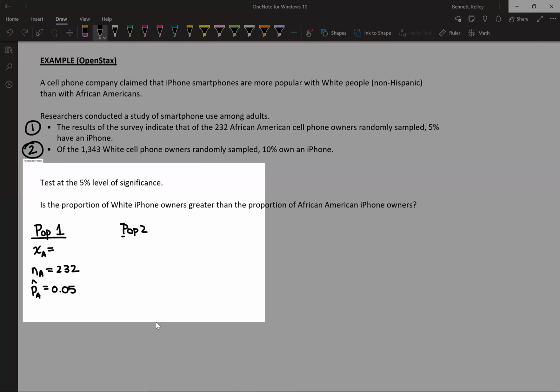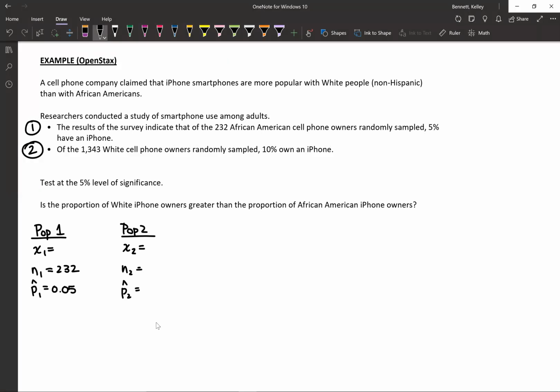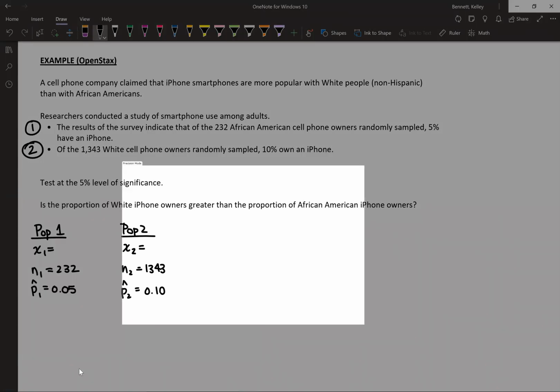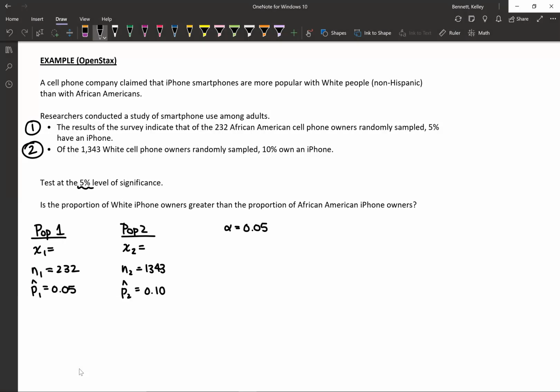And for population 2, it's going to be the same thing. They're not going to give you your number of successes. I just realized these should be ones. And from population 2, it's the same story. They're not going to give me the number of successes. They give me the sample size, which is 1343, and then they give me the sample proportion, which is 10% or 0.10. We want to test at the 5% level of significance, right? That's given over here. If they don't give you a level of significance, just use 5% as always.